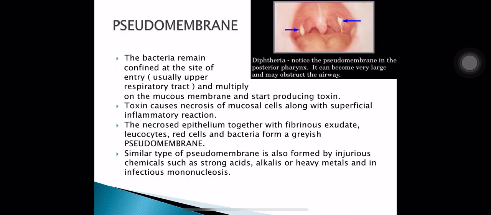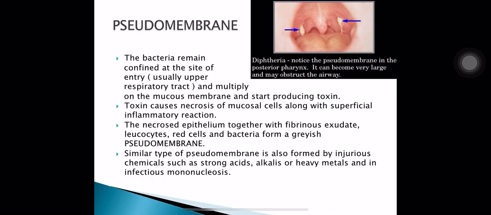What is pseudomembrane? Pseudomembrane is basically not a membrane, but a collection of dead cells, debris, WBC, RBC dead bodies, epithelial cells, and all the dead necrotic material. All this material gets collected and forms a membrane-like structure at the site, which is called pseudomembrane. When it forms, it is most common in the fauces and in the pharynx.